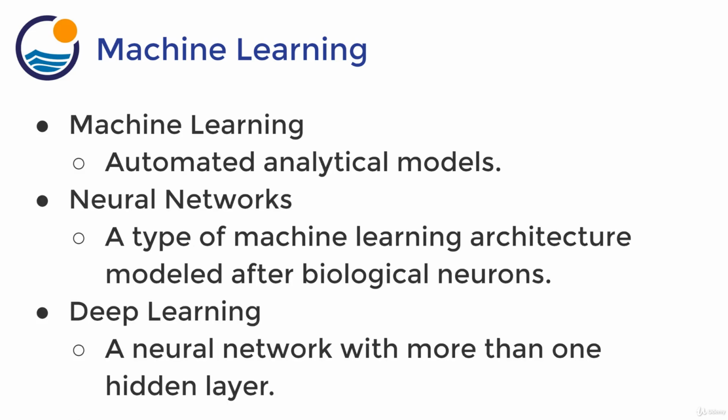And as a final note, sometimes students get confused about the differences between machine learning, neural networks, and deep learning. As a quick review, machine learning is just a general term for those automated analytical models. Neural networks are a specific type of machine learning architecture or algorithm that's modeled after biological neurons. And deep learning, put simply, is really just a neural network with more than one hidden layer. We'll discuss what that means and what a hidden layer actually is in the artificial neural network section of the course coming up next.